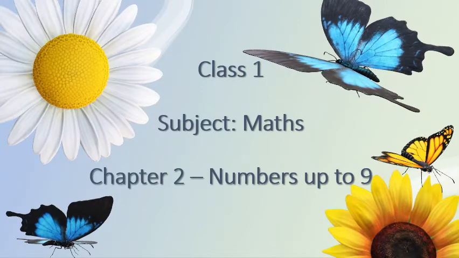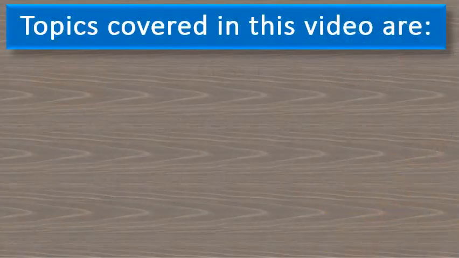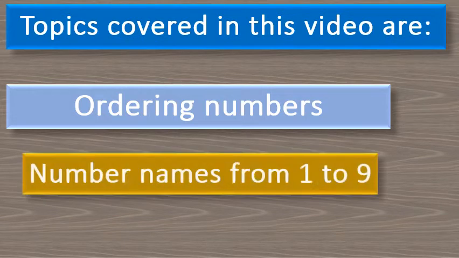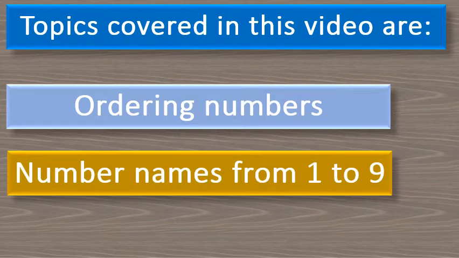This video is made for Class 1 Subject Maths, Chapter number 2, Numbers up to 9. The topics covered in this video are ordering numbers and number names from 1 to 9.